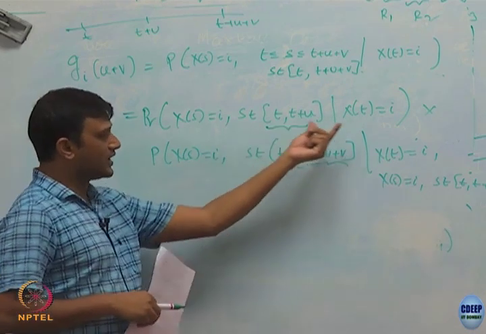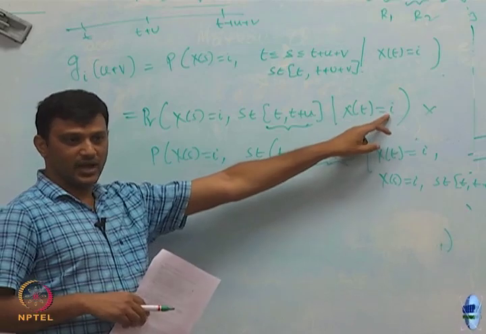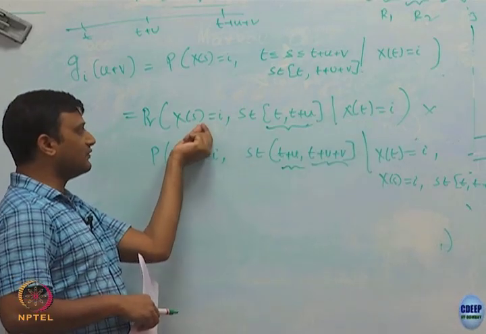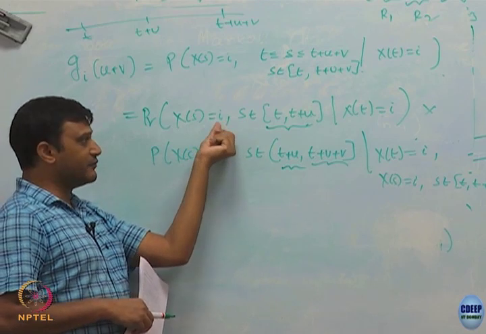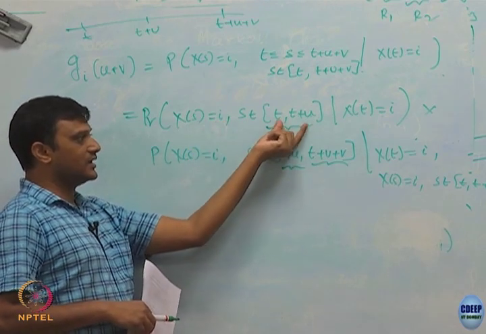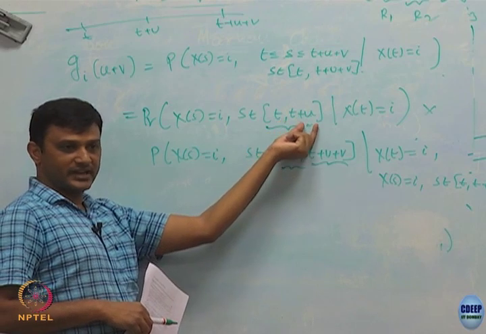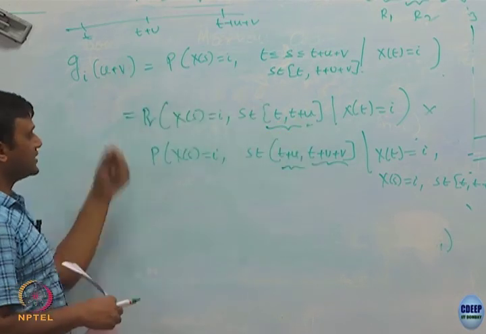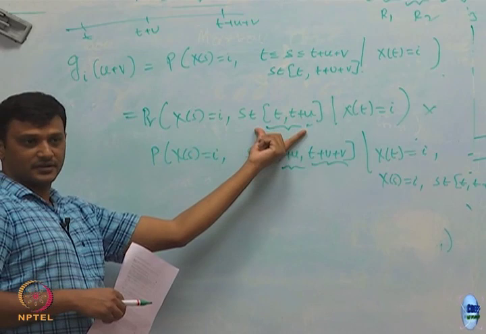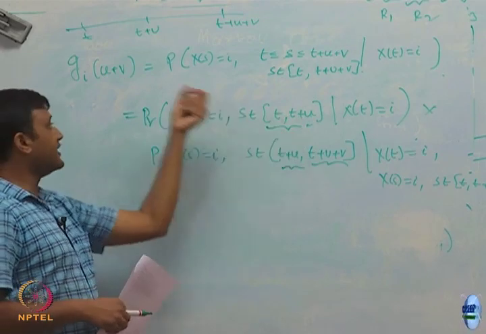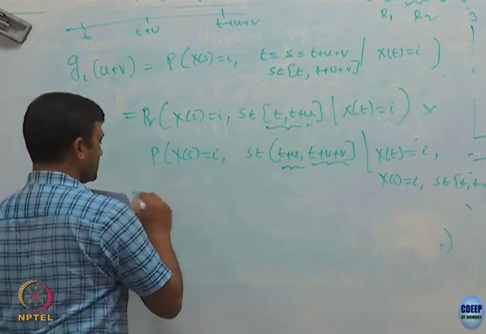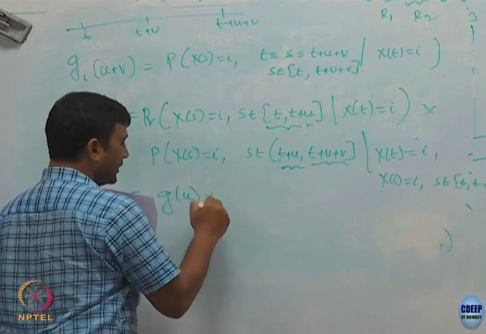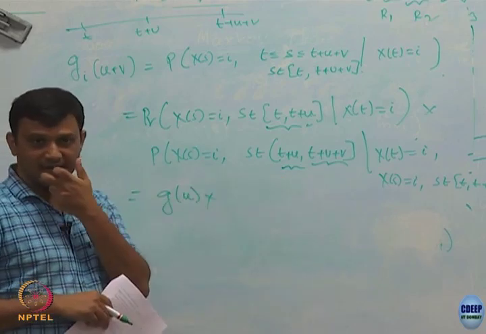Now, by definition, given X_t equals i, I am asking the question: what is the probability that I am going to stay in the same state i in this interval from t to t+u? According to this definition, this is nothing but g of u. Earlier it was g of u plus v, but now I split it, so this part is only for the interval g of u. And what is this other part now?